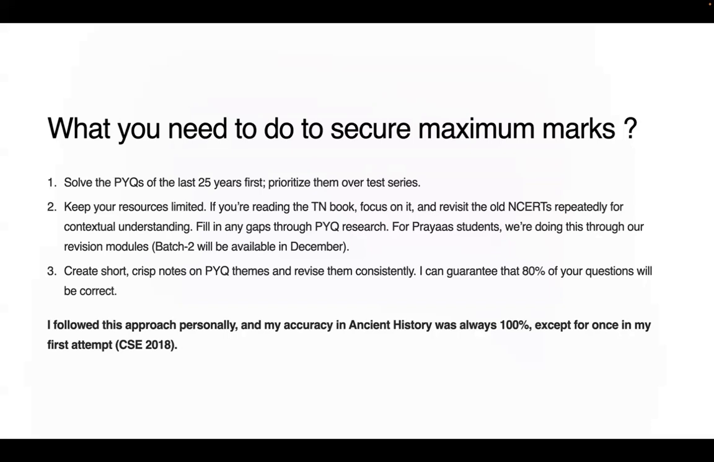Second, keep your resources limited in ancient history. Don't go behind 10, 12 booklets, this module, that module. No. If you are reading the Tamil Nadu book, read it again and again. Focus on it. If you are reading the old NCERT, read it again and again, until and unless you have a contextual understanding. Contextual understanding is a story running in your mind. Gupta had these characteristics. Maurya had these characteristics. Fill in any gaps through PYQ research.